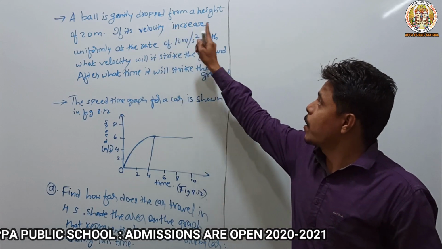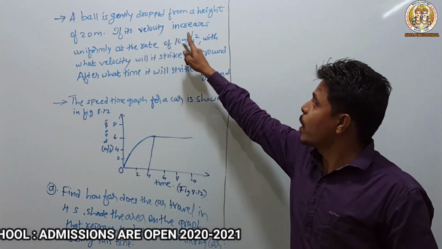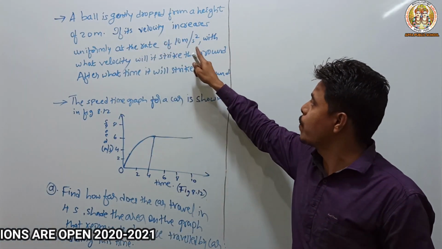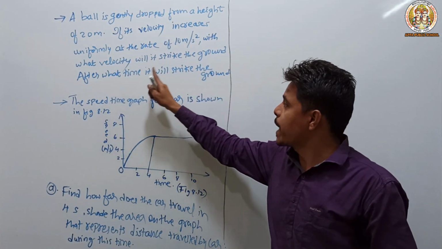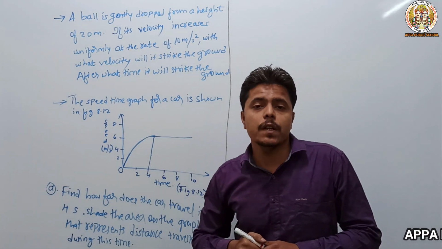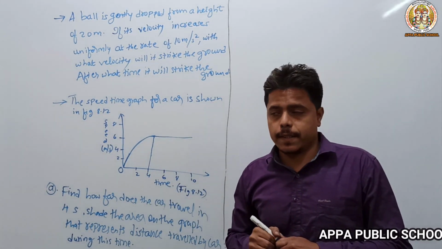A ball is gently dropped from a height of 20 meter. If its velocity increases uniformly at the rate of 10 meter per second square, with what velocity will it strike the ground? After what time will it strike the ground? So this is one question. Okay, so we will solve this.